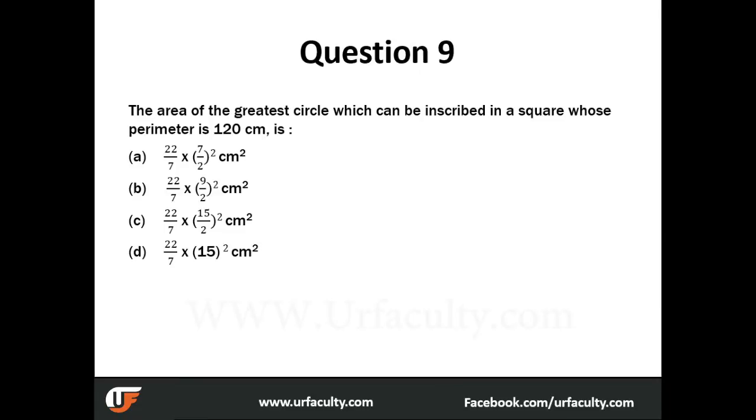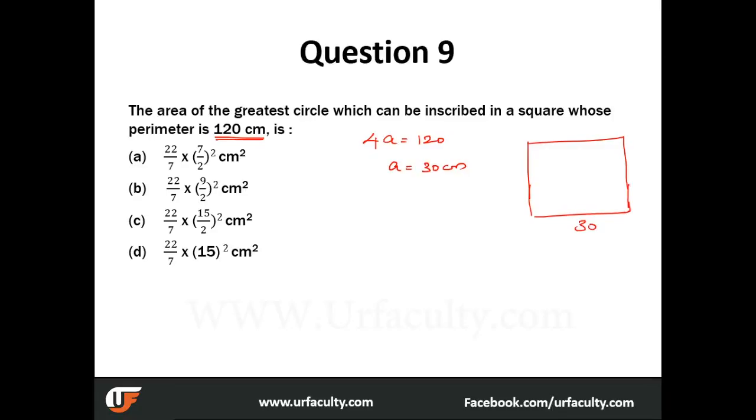The area of the greatest circle which can be inscribed in a square whose perimeter is 120 centimeter. Okay, if the perimeter is 120 centimeter, let's do the first step. Your side: 4a is equal to 120. So a is equal to 30 centimeter. So you have a square whose side is 30 centimeter.